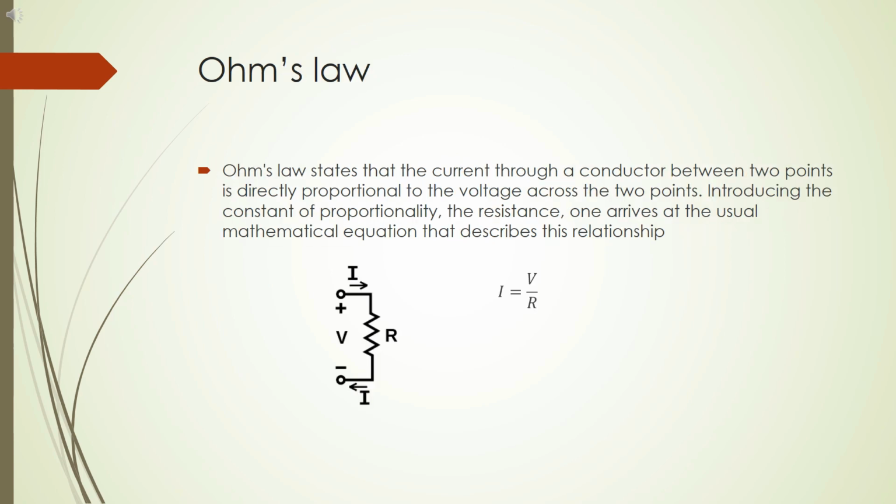Ohm's law states that the current through a conductor between 2 points is directly proportional to the voltage across the 2 points. Introducing the constant of proportionality, the resistance, one arrives at the usual mathematical equation that describes this relationship.